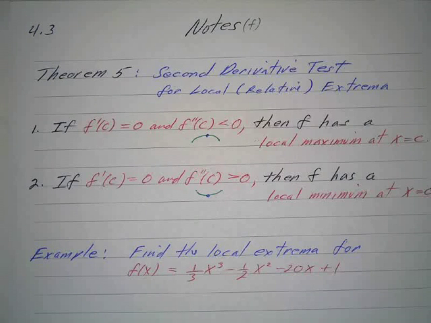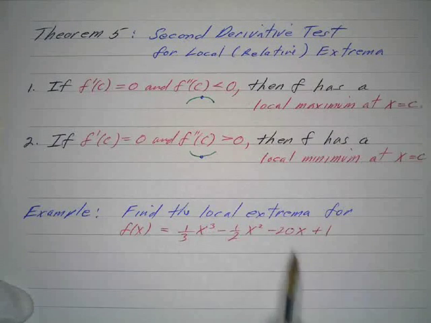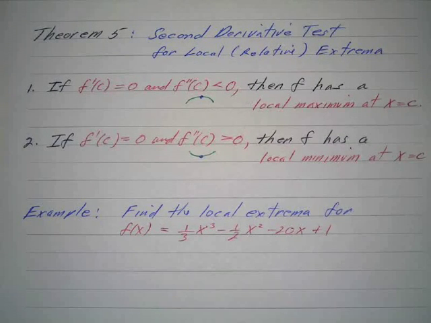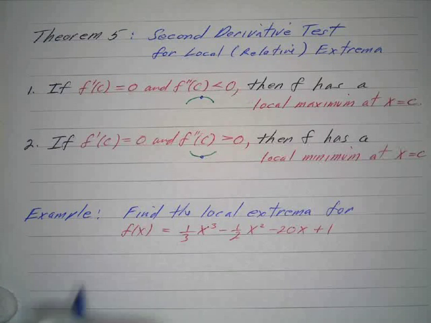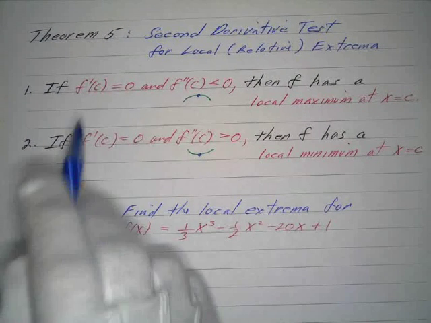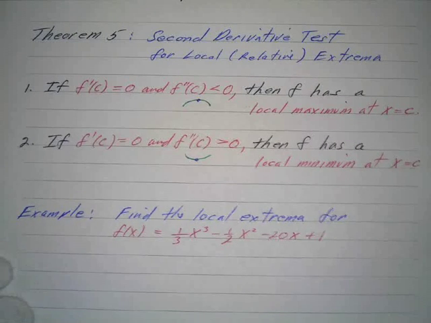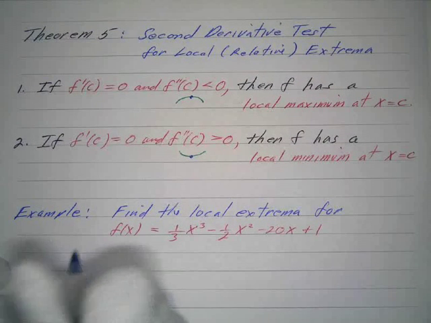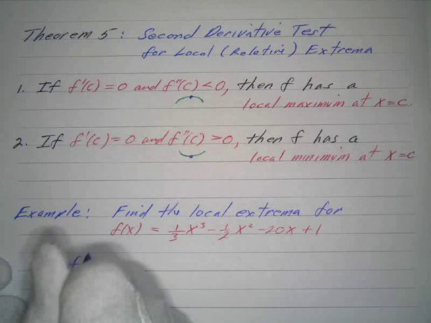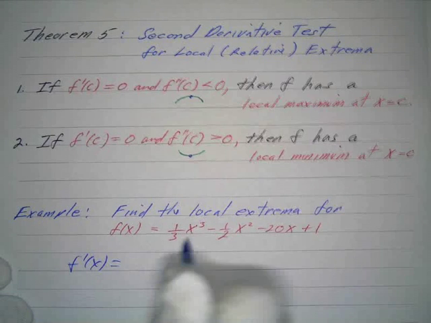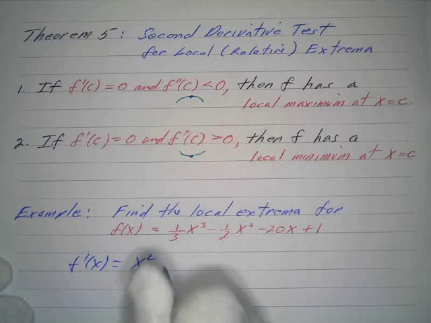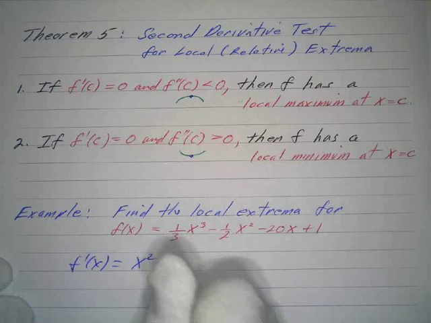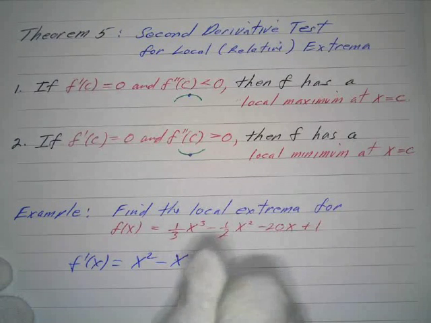Okay, so here's an example. I came up with an example here. I'll find the local extrema for this, and we're going to use the second derivative test. Sometimes it's a little bit easier to do that, and you'll see why in a moment. So first of all, we'll find the first derivative to see where the derivative is equal to 0 or undefined. Let's say f prime of x. If we take the derivative of this, we're going to get 3x squared over 3, which is just x squared, minus 2x over 2, which is just x, and minus 20.